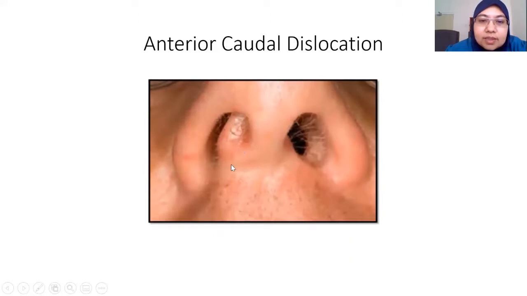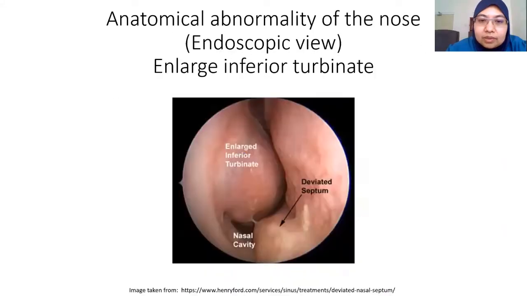Okay, this is another abnormality in the patient. Anterior caudal dislocation means the nasal septum in a normal person should sit behind this structure here. This structure, the skin, is called columella. So supposedly the nasal septum cartilage should sit behind the columella, but in some patients it deviates out like this, so it causes obstruction on that particular side of the nose. Okay, I will just go back to the first diagram.